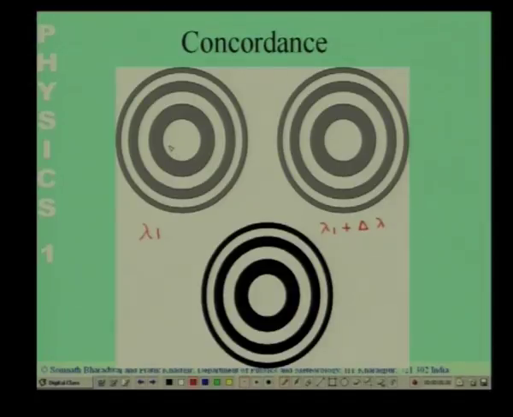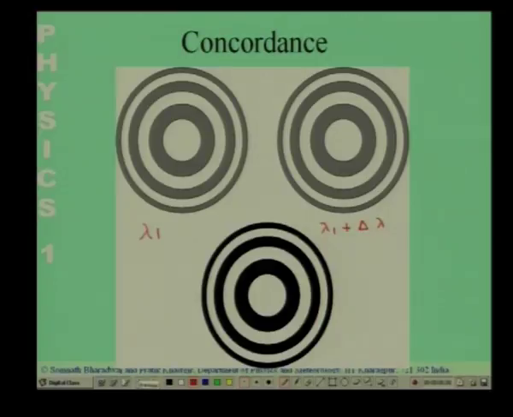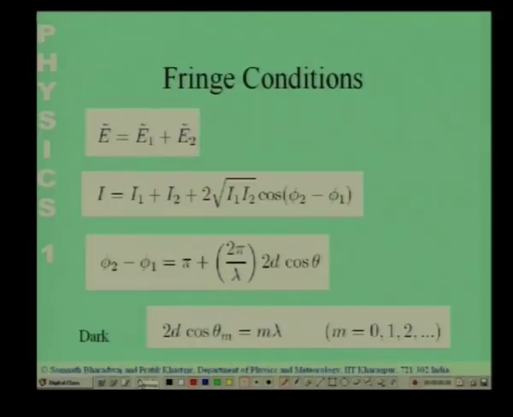Now, a point which you should note over here, a point which may arise in your mind is as follows. Can the two fringe patterns coincide everywhere in the field of view? Well, if you go back to the condition for the fringe condition, let me go back to the fringe condition. So, what is the condition for the formation of fringes? The condition for the formation of a dark fringe is 2d cos theta should be equal to m lambda.